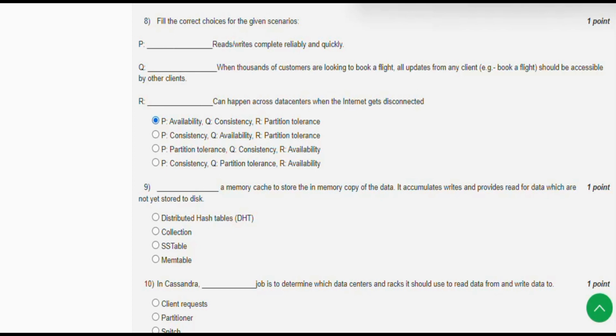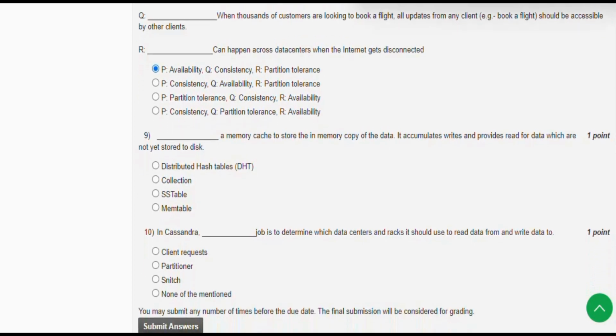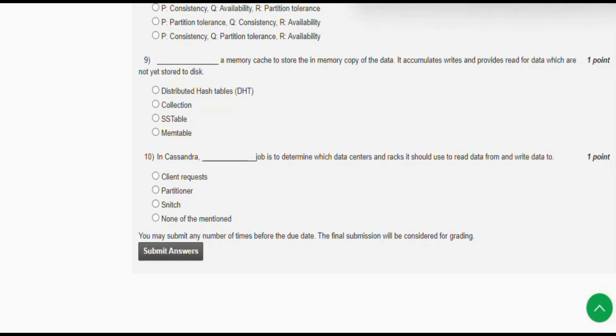Now moving into question number 9. Dash memory cache to store the memory copy of the data. It accumulates writes and provides read of data which are not yet stored to disk, and that is memtable. Okay, so I select that one.